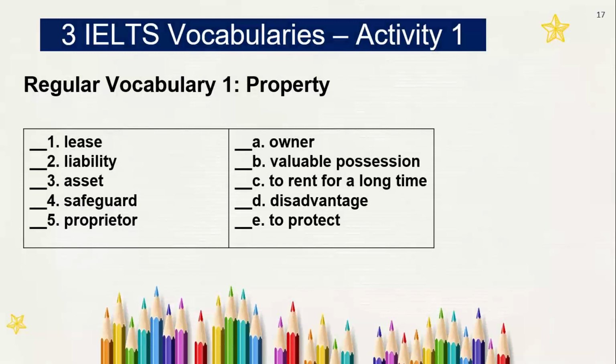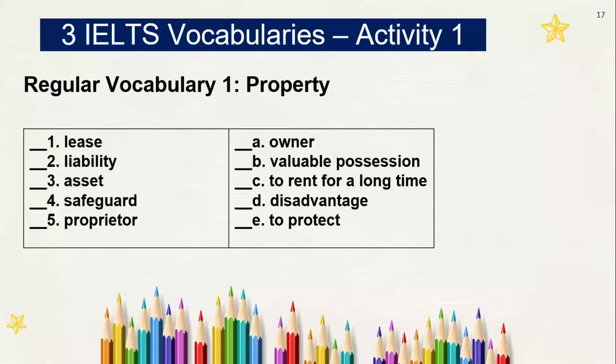So, for example, property, real estate. Throw you a curveball here. We have a multiple choice. We have lease, liability, asset, to safeguard, the verb, and proprietor. And we need to match them on the right with the correct definition.